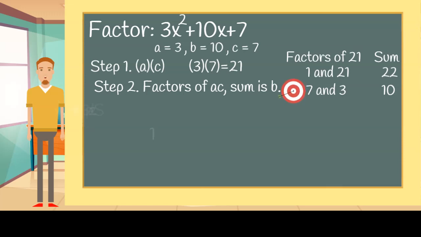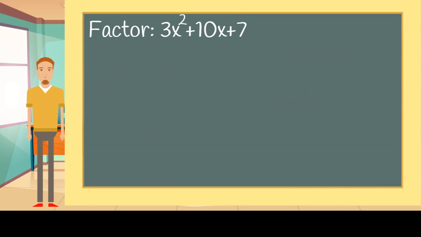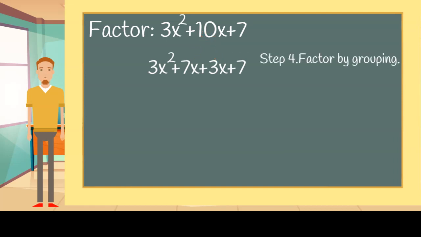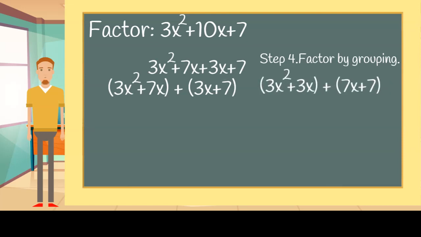Next is to write the middle term, 10x as 7x plus 3x. The resulting polynomial now is 3x squared plus 7x, plus 3x, plus 7. Then we factor it by grouping. You can group 3x squared plus 7x, and 3x plus 7. Or you can also group 3x squared plus 3x, and 7x plus 7. You can choose from those 2 groupings. You will come up with the same answer.